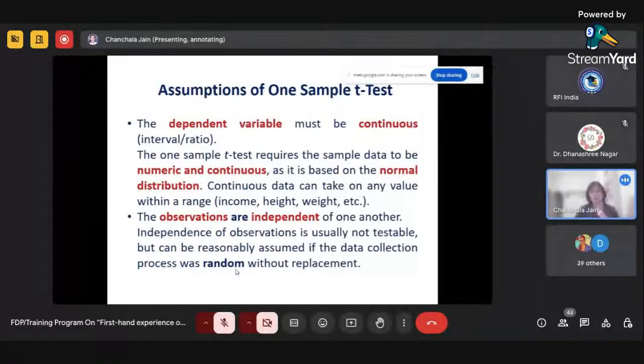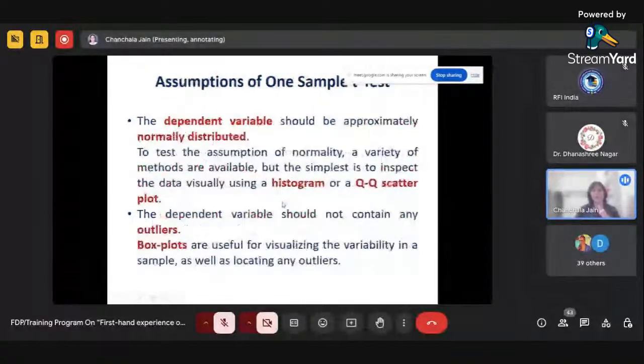So the first two assumptions of the t-test, you can check by observing the data you have collected. If you are very careful while collecting the data, you can ascertain these two assumptions of the one sample t-test. The remaining assumption says the dependent variable should be approximately normally distributed. Whatever your dependent variable is, it should be normally distributed, right?